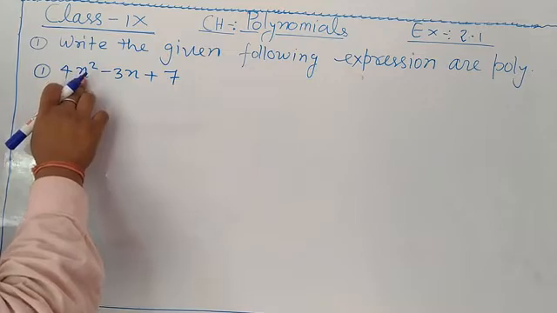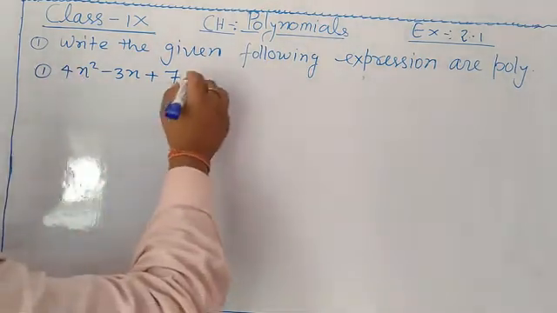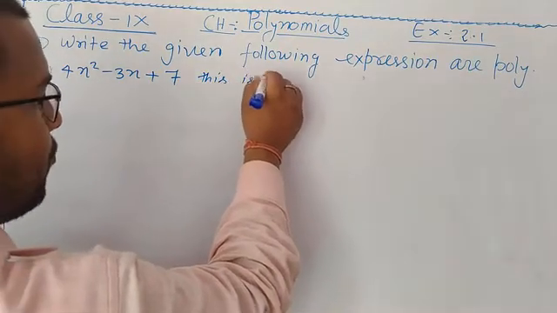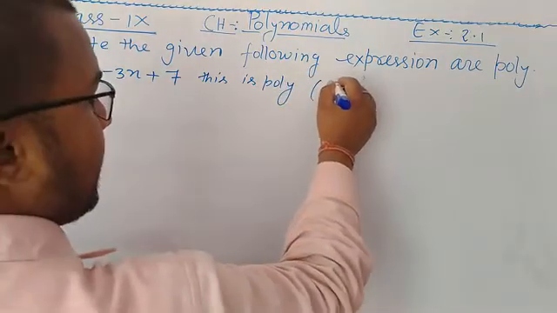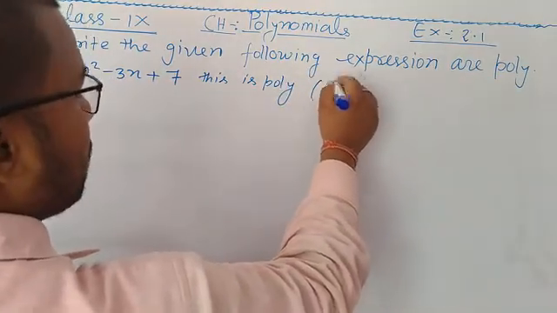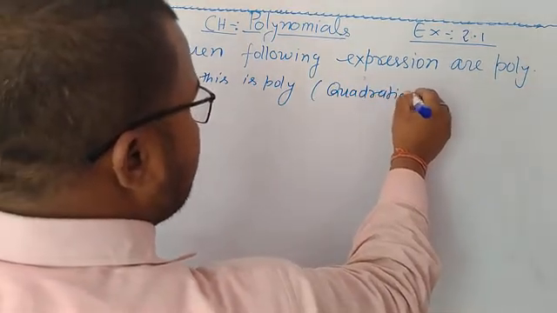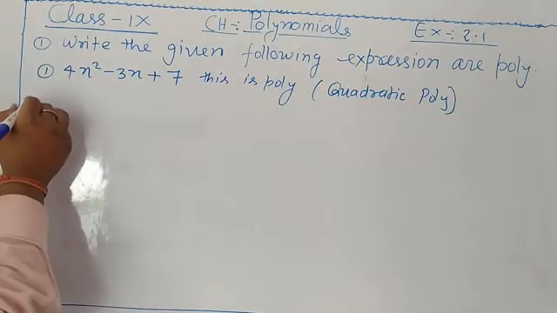The variable x has power 2. So this is a polynomial. Which polynomial? Quadratic. This is a quadratic polynomial. Okay student, question number 2.